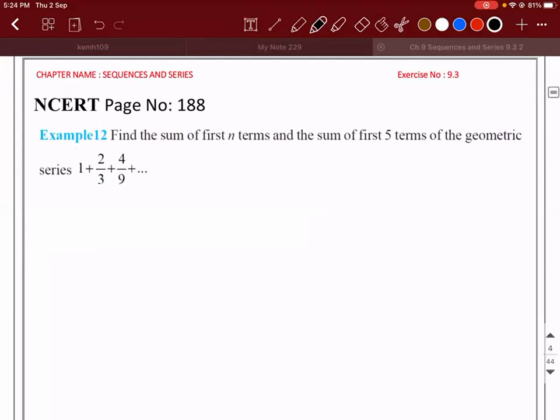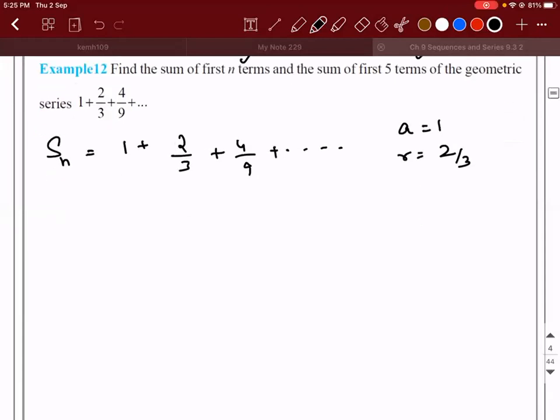Now see. Find the sum of the first n terms, and the sum of the first 5 terms of the geometric series 1 plus 2 by 3 plus 4 by 9, and so on. So Sn is equal to 1 plus 2 by 3 plus 4 by 9. It keeps on going like this. It's a geometric series. So A is 1, R is how much? 2 by 3. So what is the formula, guys?